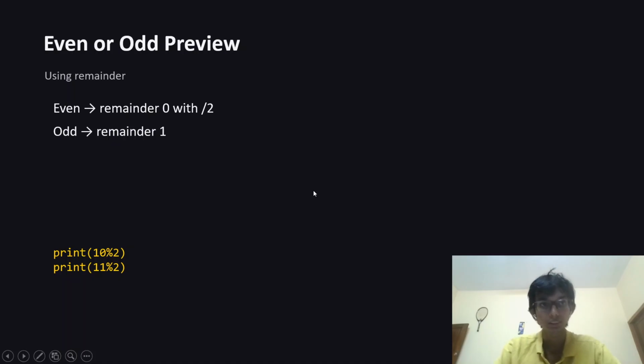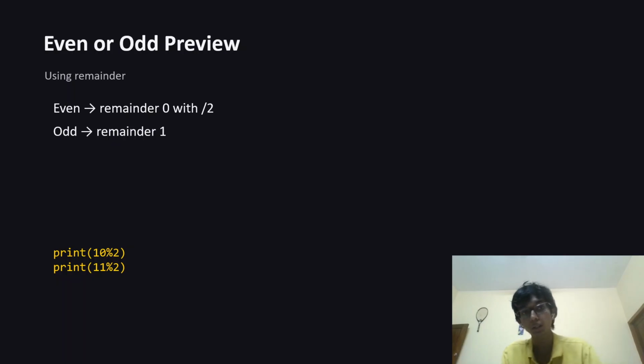Going to the next topic, which is even or odd. How do we use remainders to check for an even or odd number? That is by using the modulus operator. An even number will have a remainder of 0, while an odd number will always have a remainder of 1, and that is what we are going to use. When divided by 2, an odd number will always have a remainder of 1, and an even number will always have a remainder of 0.